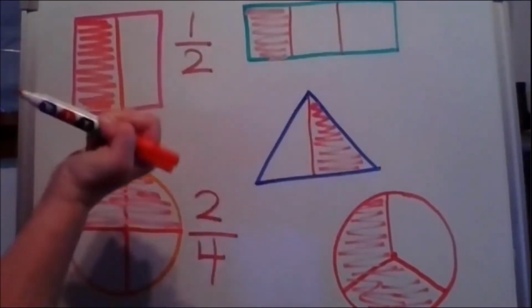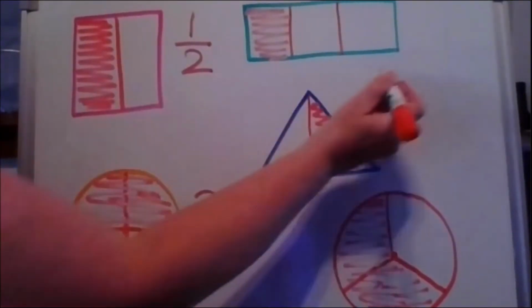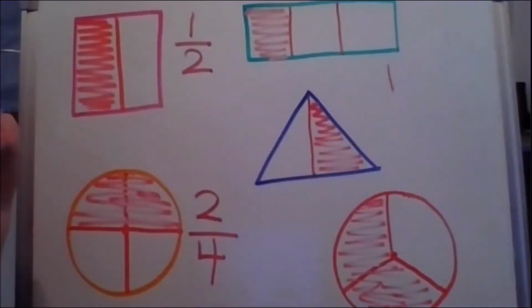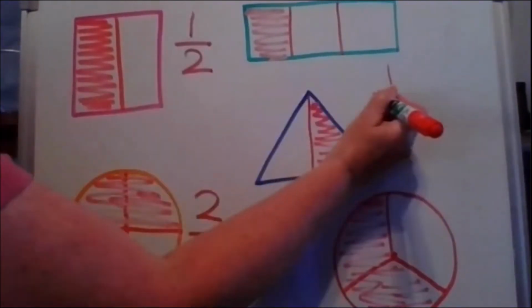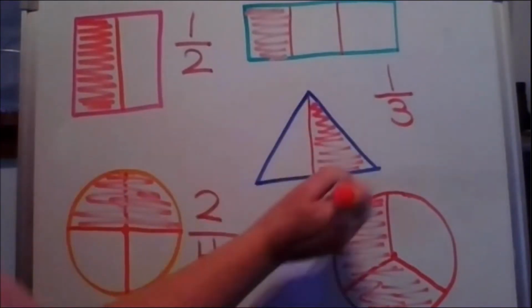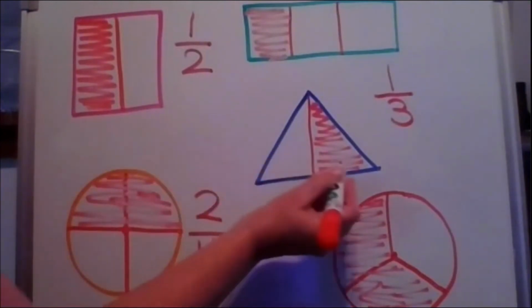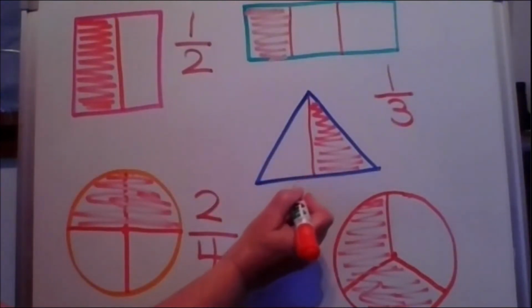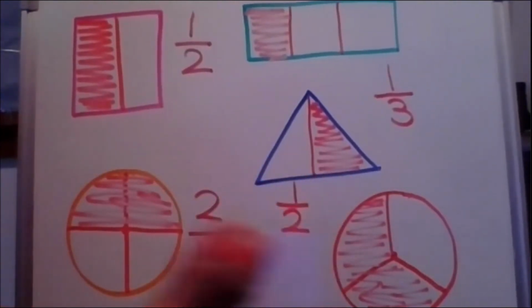Let's move on to the rectangle. How many parts have been shaded, boys and girls? That's right, 1 out of how many? 3. So our fraction is 1/3. And the triangle, how do you write that? Yes, I heard 1/2 and 1 out of 2.